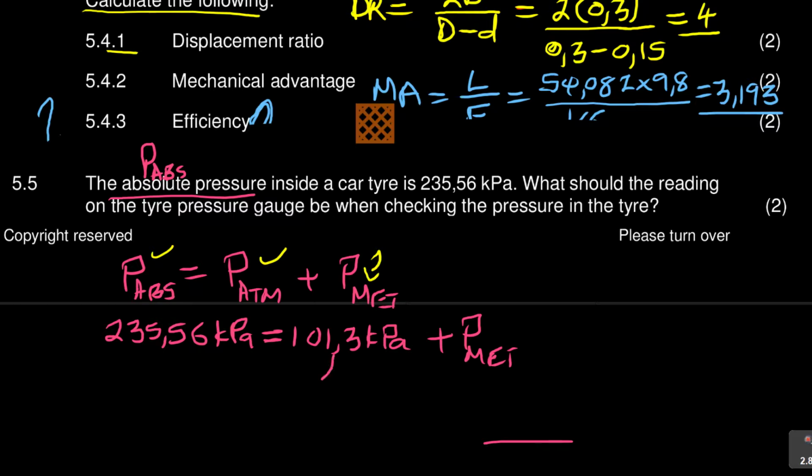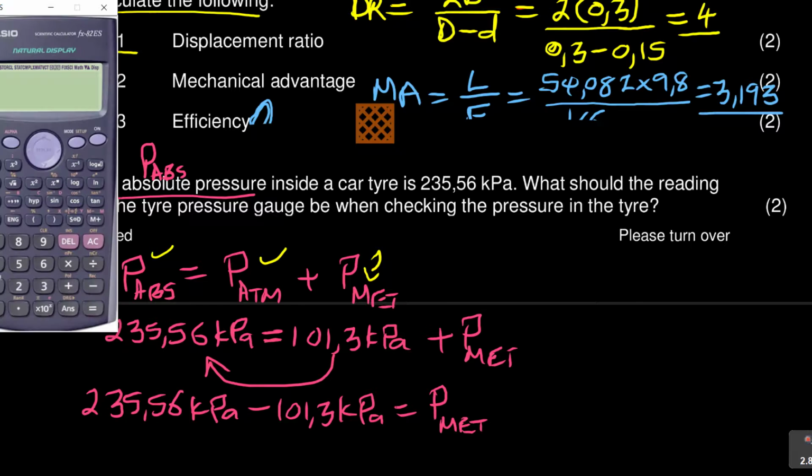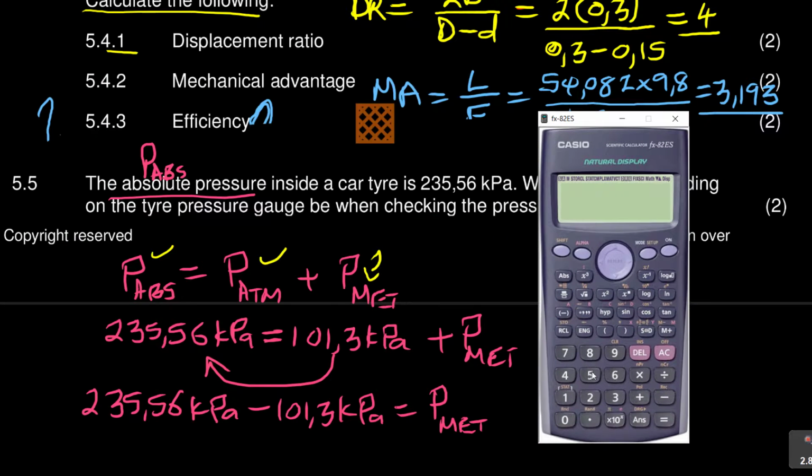Take this to join the other one. So you've got 235,56 kilopascals minus 101,3 kilopascals, units are maintained, is equal to P_MET, the gauge pressure. Then after that, let's get the answer. What is it? Just subtract, guys. Nothing much. Nothing complicates here. It's just simple.